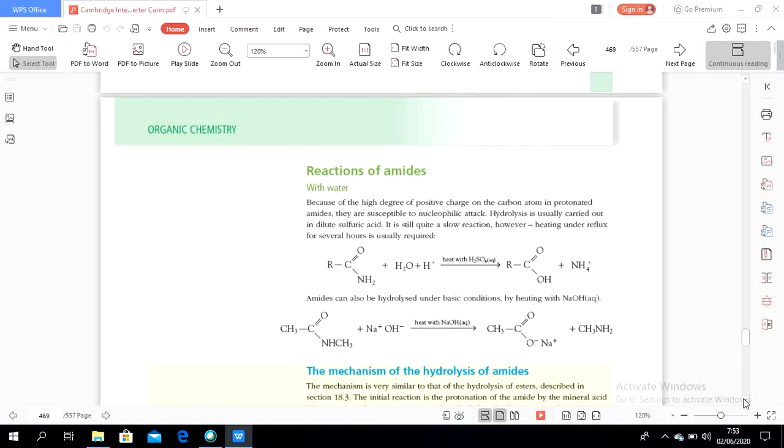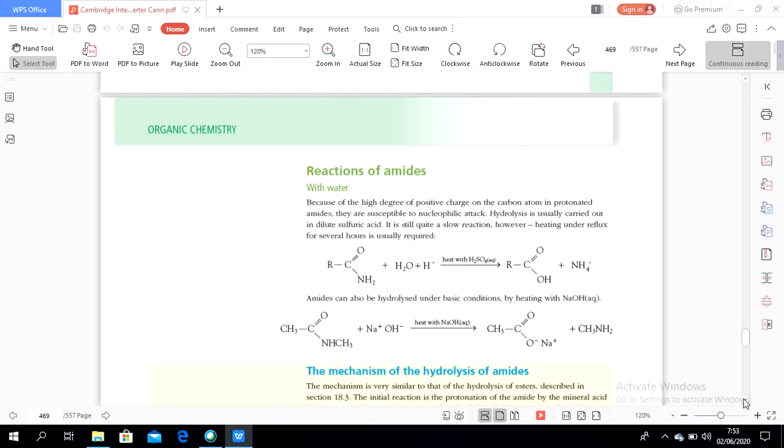Because of the high degree of positive charge on the carbon atom in protonated amides, they are susceptible to nucleophilic attack. Hydrolysis is usually carried out in dilute sulfuric acid. It is quite a slow reaction. However, heating under reflux for several hours is usually required. So in here, the condition is reflux.